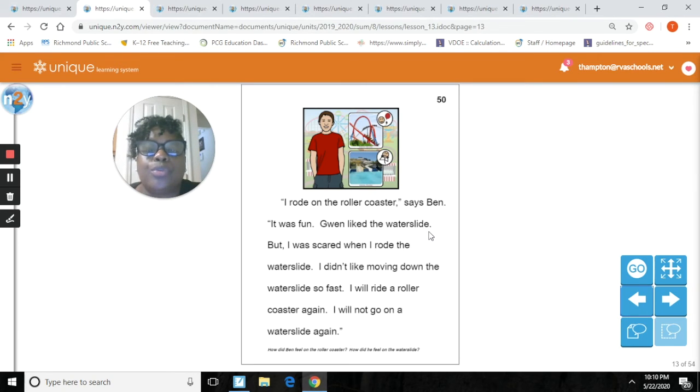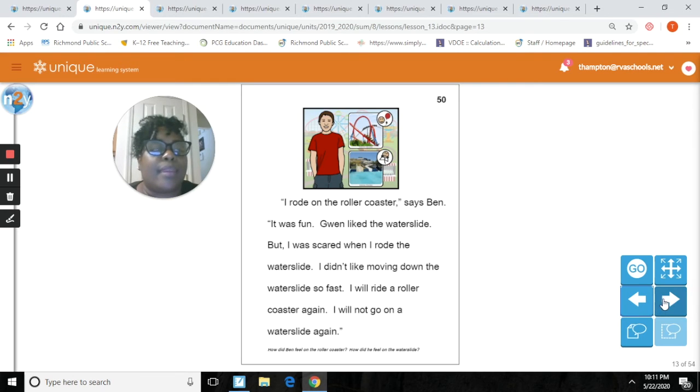Whenever you go to a place like this, there are so many rides. I can remember going to Kings Dominion at one time. There were so many rides there. No, it was Disney World. And it's just so many rides, and everybody's not going to like the same rides.